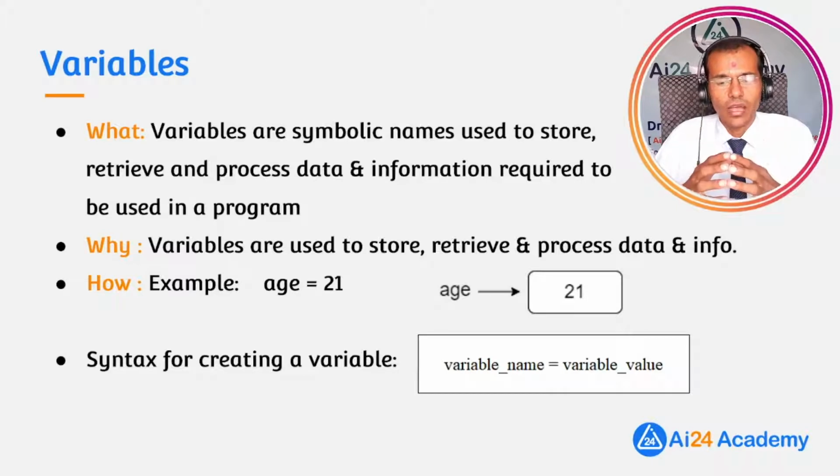Now next is how to create a variable. It is very simple. To create a variable, just assign a value to a variable. Here 21 is assigned to a variable, and the syntax for creating a variable is variable name equals variable value. So here the variable name is age and the variable value is 21. So this is how we can create a variable.